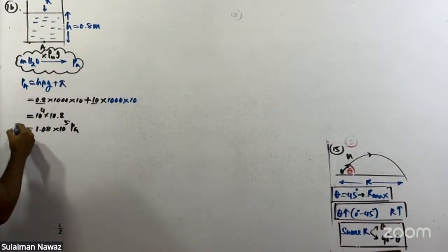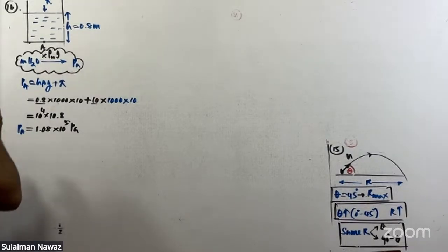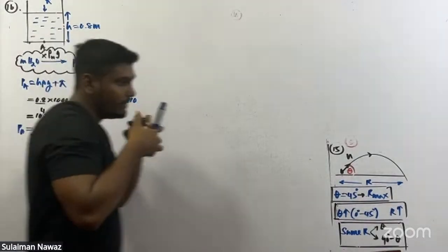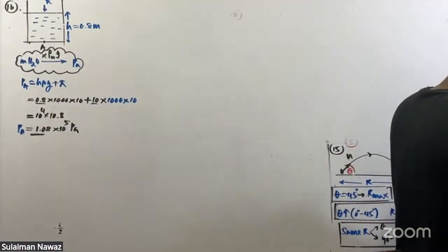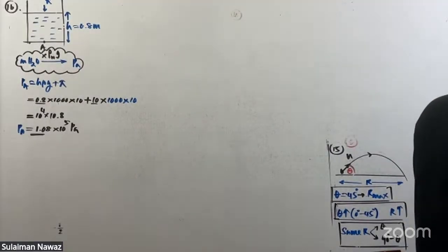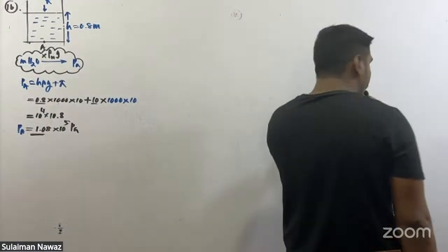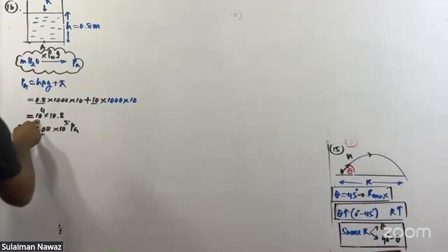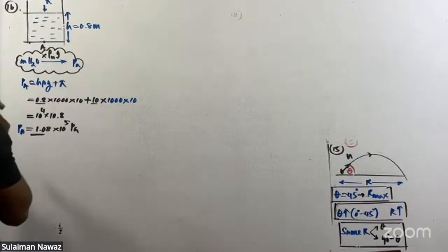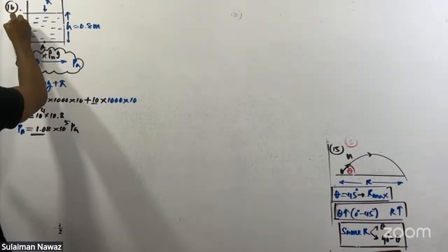Any answer like this? 1.08 into 10 to the power... no answer. Because yes, that's an answer: 10.8 into 10 to the power 4. 10.8 into 10 to the power 4 is the answer. The answer is the third one.